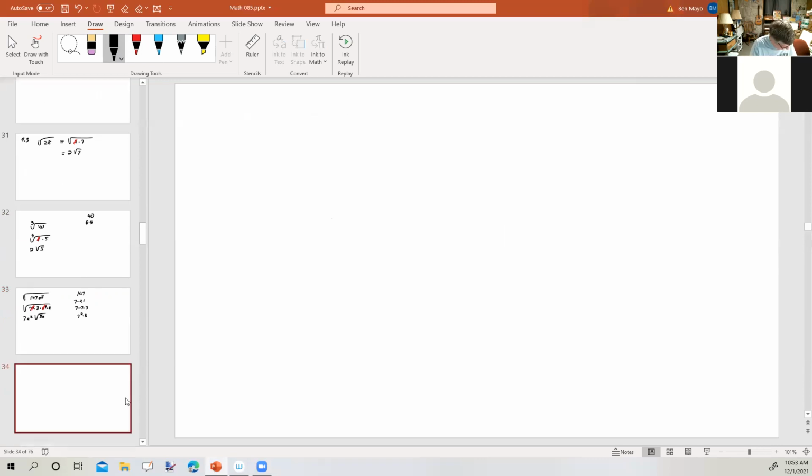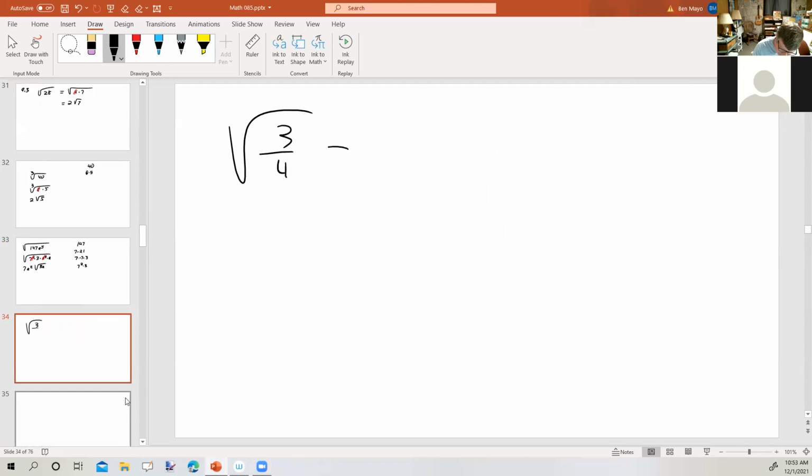If I have the square root of a fraction, I can break that apart into the square root of the numerator divided by the square root of the denominator. And I can simplify that in this way.